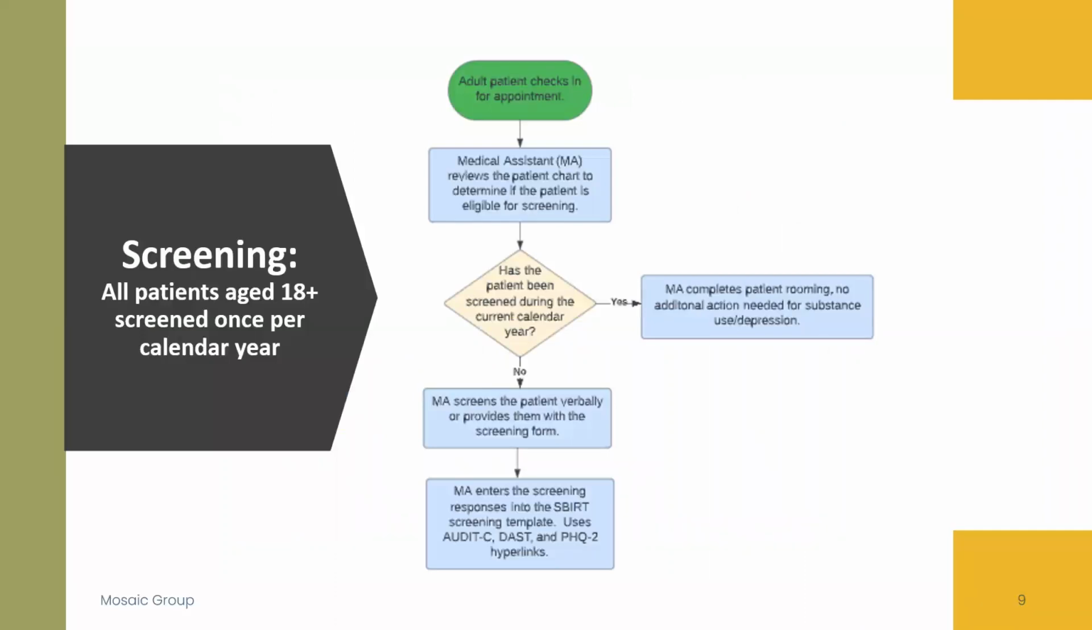So what is the expectation as it relates to screening? We have noted some discrepancies in when screening occurred and how screening was occurring. So please note here that screening is to occur for all patients age 18 and older at least once per calendar year. So that means that all of your adult patients should be screened at either a well visit, a new patient appointment, or a sick visit. And that's where definitely there were some discrepancies. We were seeing patients being screened potentially just at well visits and not at sick visits.